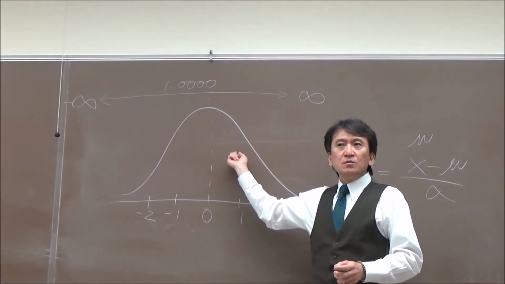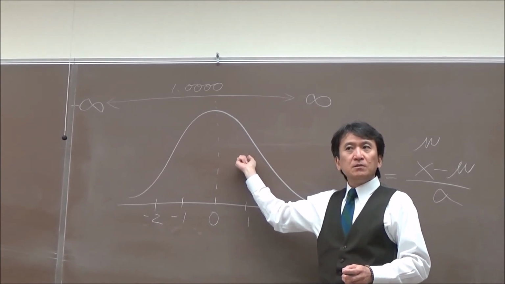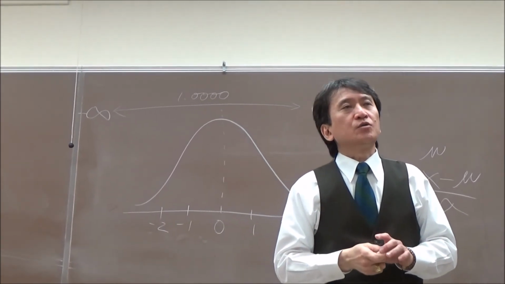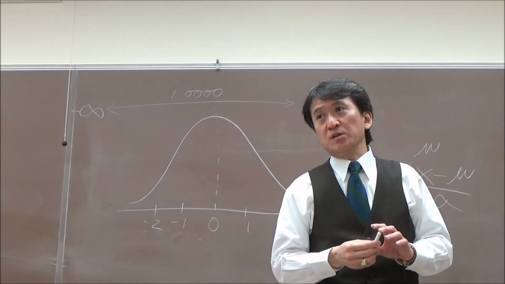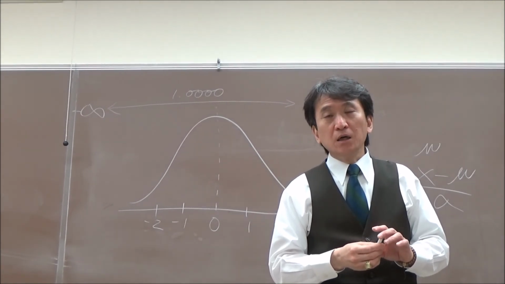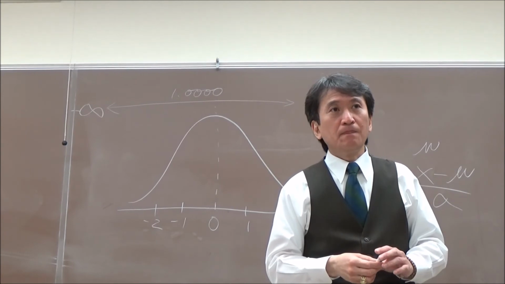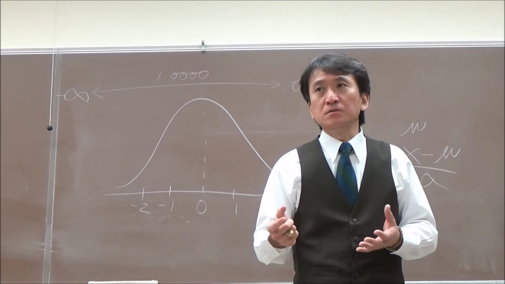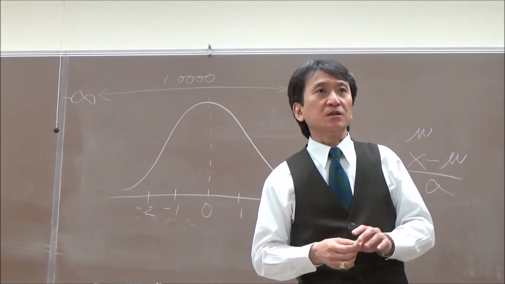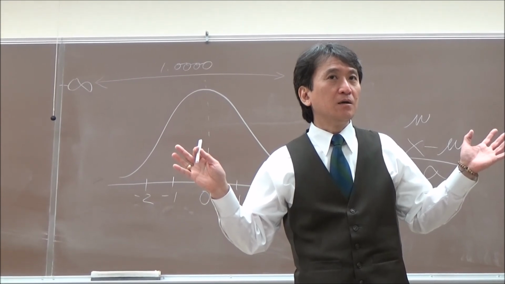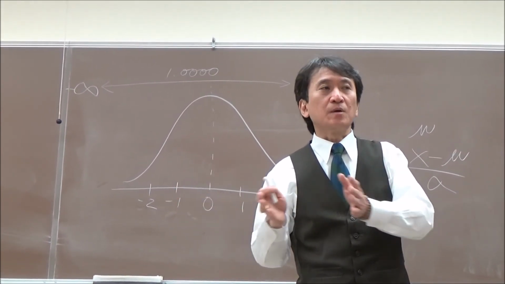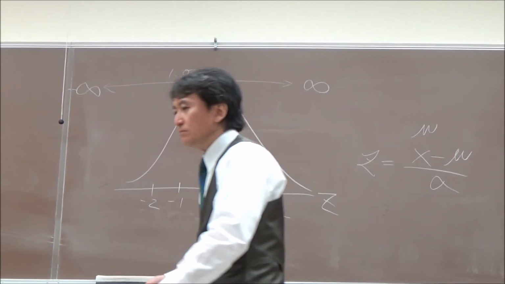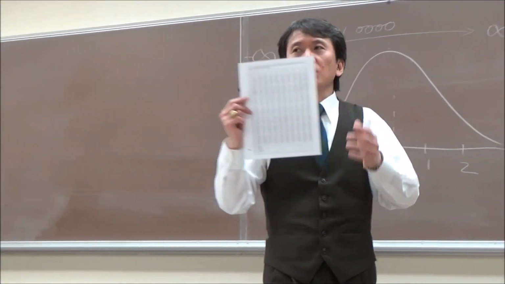Probabilities or proportions will never become negative. Why is that? Have you ever heard something like, okay, tomorrow's chance of rain is negative 20%? Have you ever heard of that? Exactly, there's no such thing. Probabilities never become negative. With me so far? Probabilities always range from 0 to 1. Got that? This is what this table is all about.